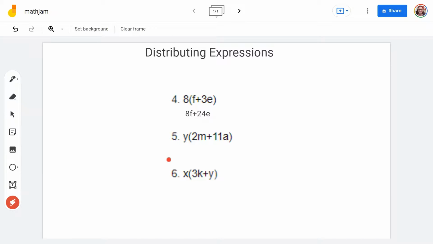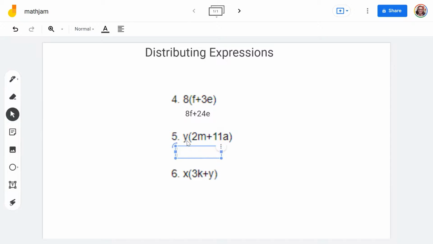Okay, this one's got a whole bunch of letters in it. Let's take a look at number 5. So number 5 says y times (2m plus 11a). Now that might look hard, but trust me, it's not. As long as we follow the right formula for a distributive property.